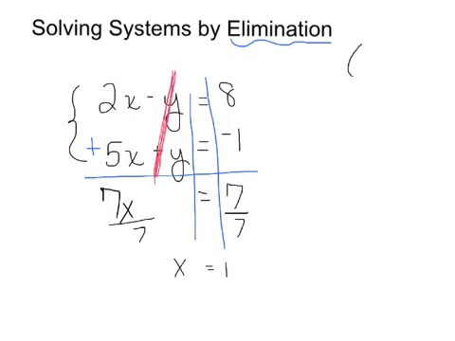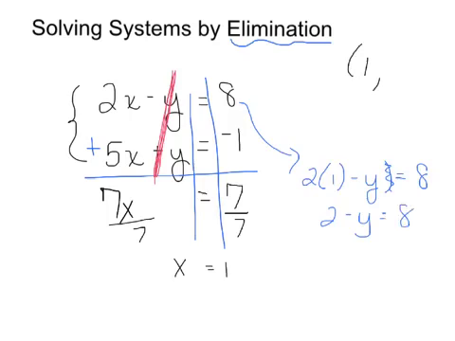So once again, my solution should be a coordinate point. In this case, my x value is 1. I need to then go back and figure out what my y value is. I might just choose to use the first equation, it doesn't really matter. 2 times 1 minus y is going to equal 8. So 2 minus y equals 8. I subtract 2 from both sides. I get negative y equals 6, so y is equal to -6. In this case, my solution would be (1, -6).